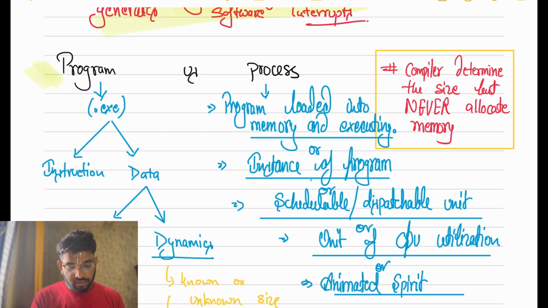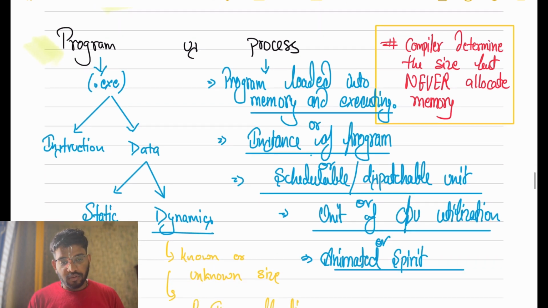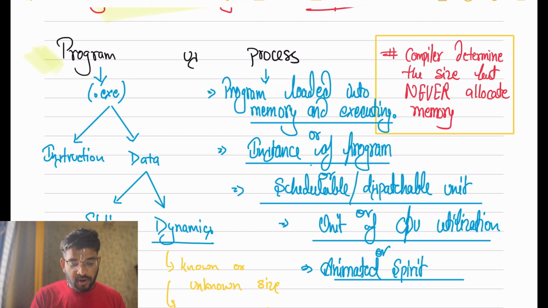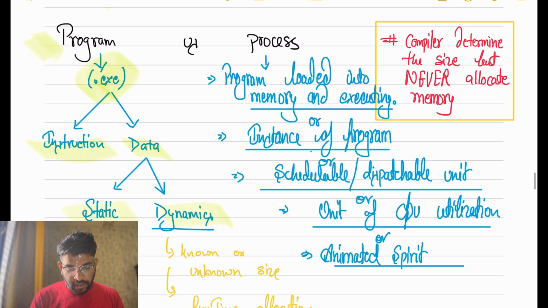Now we get into the difference between program and process, and we just quickly look over this. A program is, in Windows terms, an .exe file, or an .apk file for Android users. It contains both instructions and data. Data can be static and dynamic. Static data has a fixed size, and the size is allocated before runtime. For dynamic data types, the size can be known or unknown, and allocation takes place at runtime.